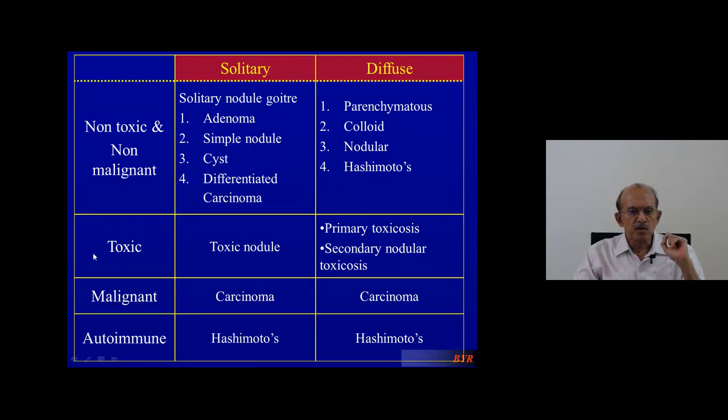Then, if features of toxicosis are present: solitary swelling means toxic nodule. Diffuse swelling means primary toxicosis or secondary nodular toxicosis. Then malignant: if features of malignancy are present, solitary means it is carcinoma, and diffuse is also carcinoma. Features of inflammation mean Hashimoto's thyroiditis, either solitary or diffuse. So this is how you will arrive at the diagnosis.